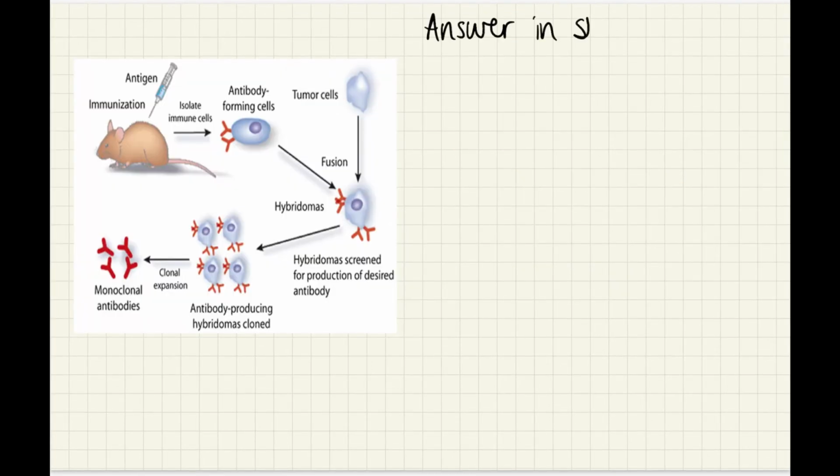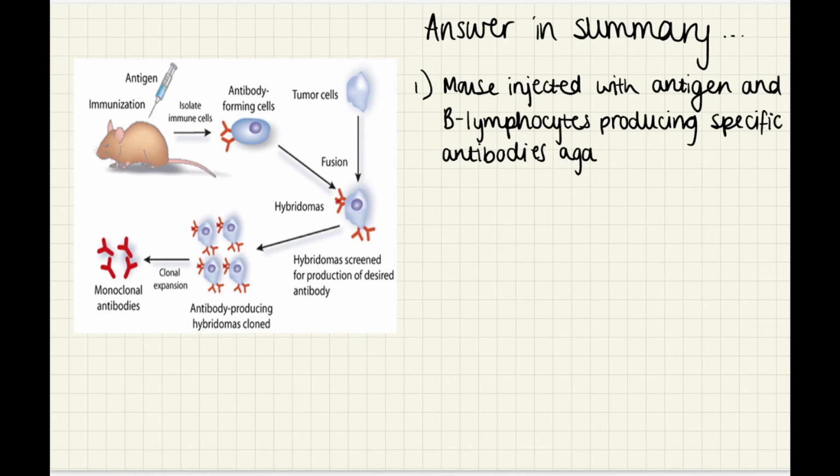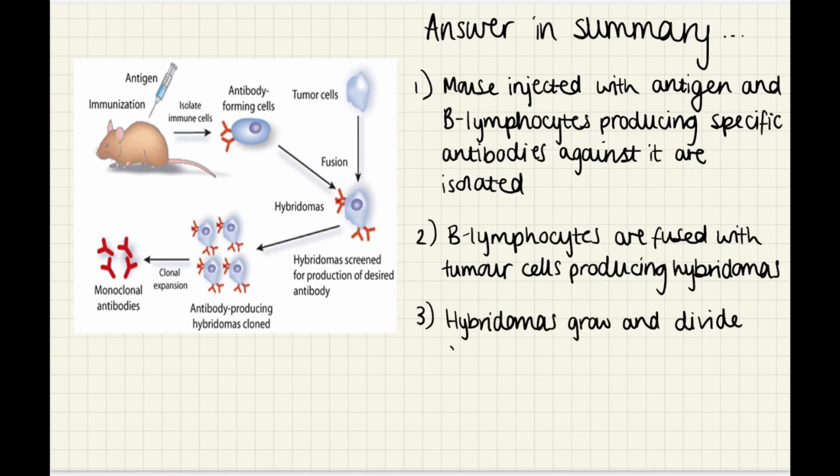So there's all the long-winded detail, and now I'm going to give you a nice answer summarised into 3 steps. So first we have our mouse injected with an antigen, and B lymphocytes produce specific antibodies against it. They are isolated. Then B lymphocytes are fused with tumour cells producing hybridomas. Hybridomas grow and divide and produce monoclonal antibodies which are isolated for use. Simple as that.